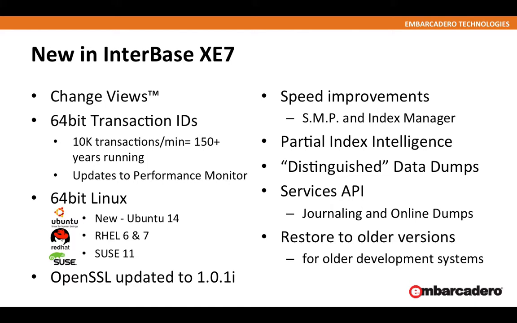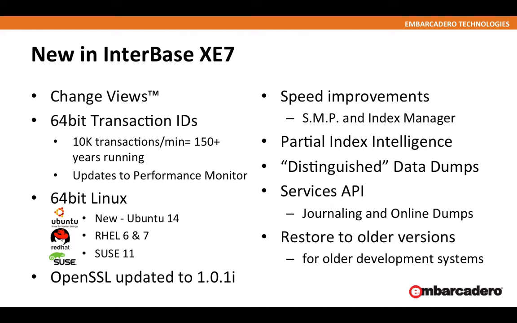With the new transaction IDs being 64-bit, they would be able to run for about 150 years before they need to do the same job, which is a phenomenally long point of time. We also have done some updates to the performance monitor that's built into IB Console for monitoring the system, and this all now works with 64-bit transaction IDs and means you can run for a lot longer and actually pick up more data to analyze your performance.